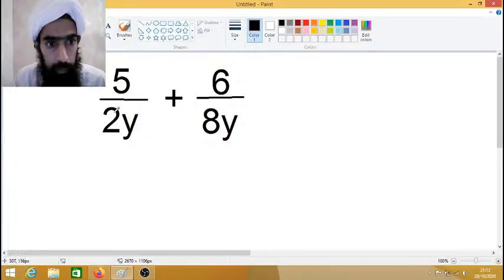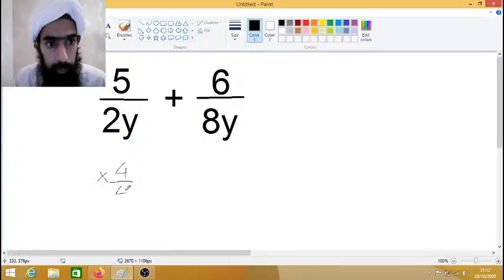And what I look at is I say, well, 2y, I can make that, if I times this fraction by 1, it will still stay the same fraction. But what if I times it by, instead of 1, let me times it by 1 in disguise using 4 over 4.